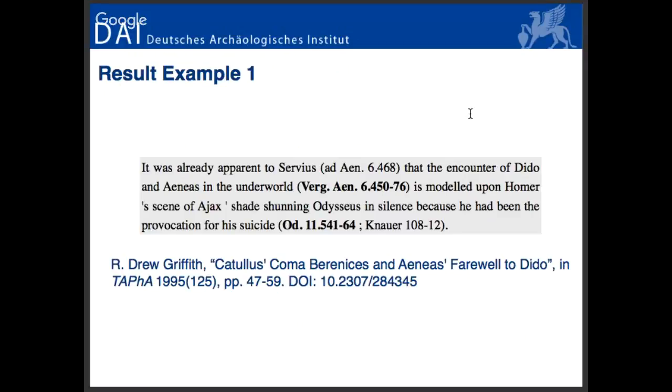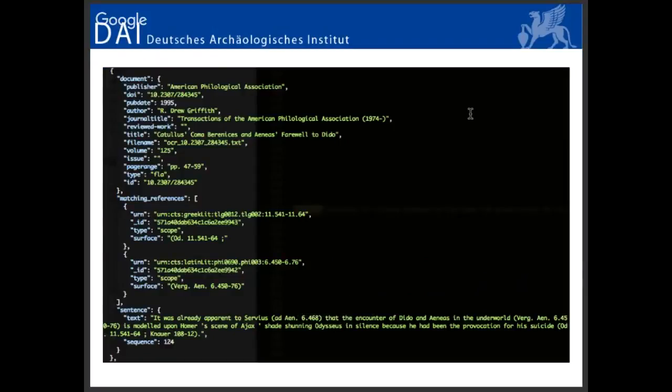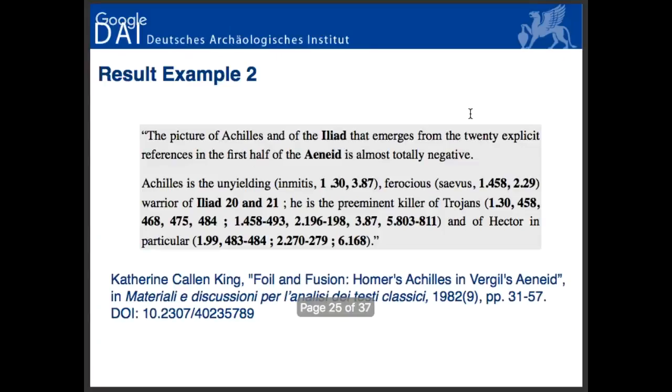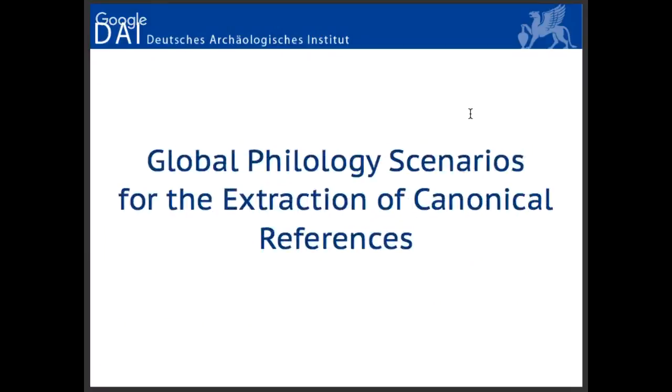So just some examples: this is a passage of a scene being modeled similarly between the Aeneid and the Odyssey. Under the hood, you have an API that returns some JSON with metadata about the article, metadata about the matching references, and you should be able to see the CTS URN for each reference, and then, of course, the text containing the context of this reference. I'm skipping a bit on the examples to move to the scenarios.